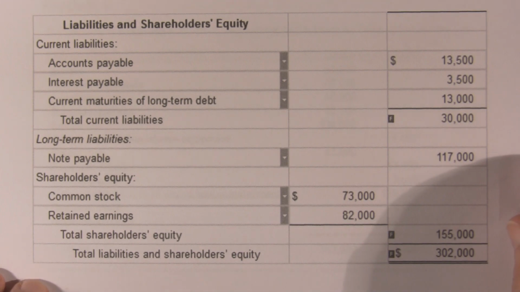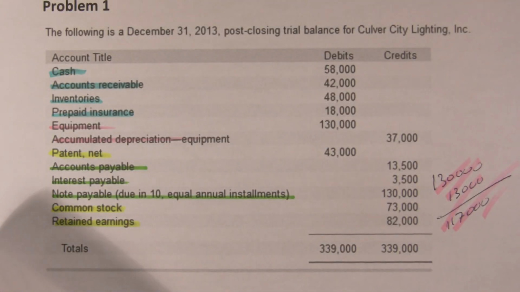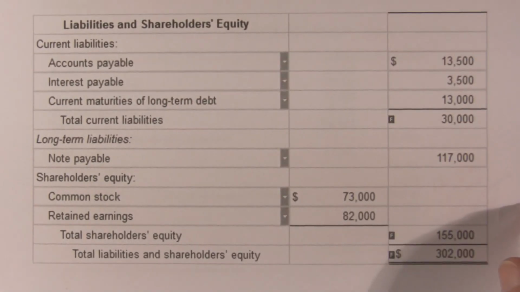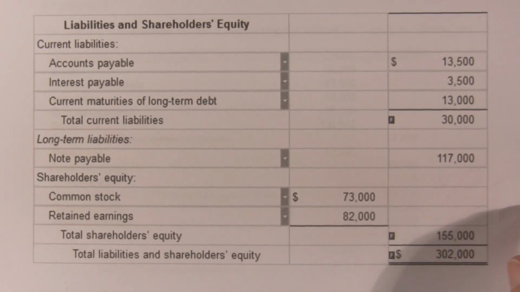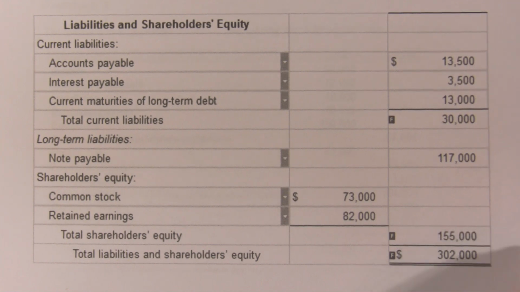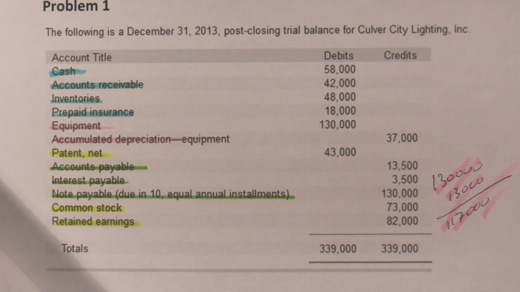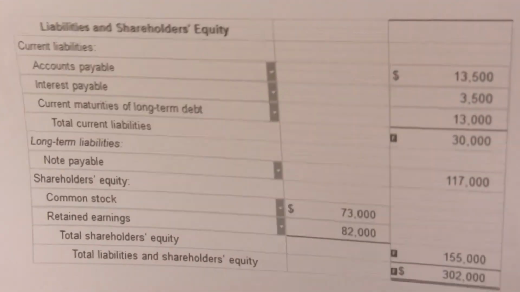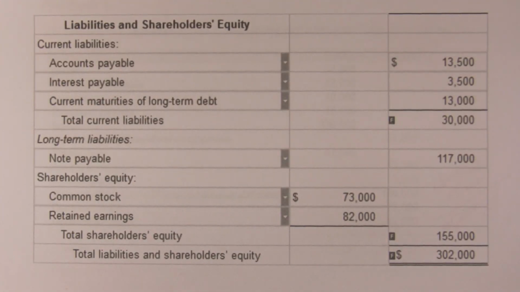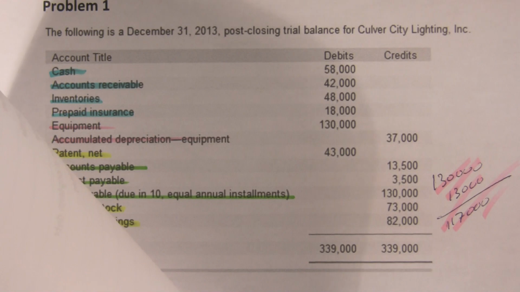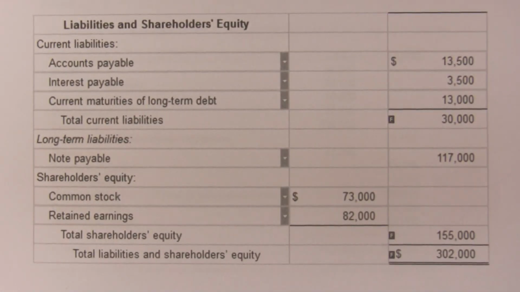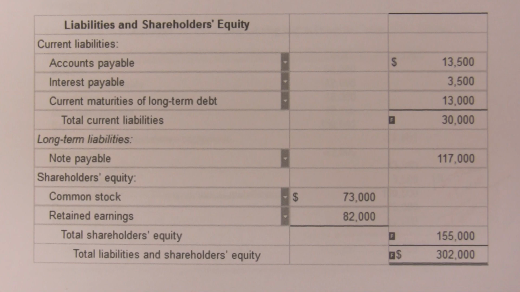We will have our accounts payable, $13,500, interest payable, $3,500, current portion of long-term debt. That's how much we have to pay this year. That's $13,000. So our total current liabilities are $30,000. Our note payable, that's that piece over there in pink, the piece that's left over after we recategorize the 13. And then we have common stock and retained earnings that we picked up from the closed trial balance. And indeed, it does balance at $302,000.